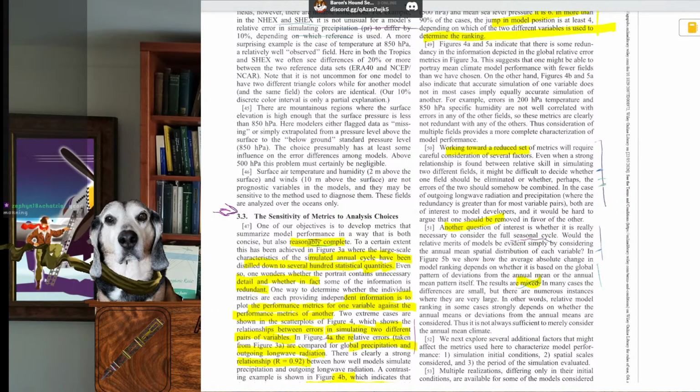If I do something like a deseasonalization, say, some things change a lot and some things don't. And so what does that mean that I need to take into account? In many cases, differences are small, but there are numerous instances where they are very large. In other words, relative model ranking, in some cases, strongly depends on whether the annual mean or deviations from the annual mean are considered.